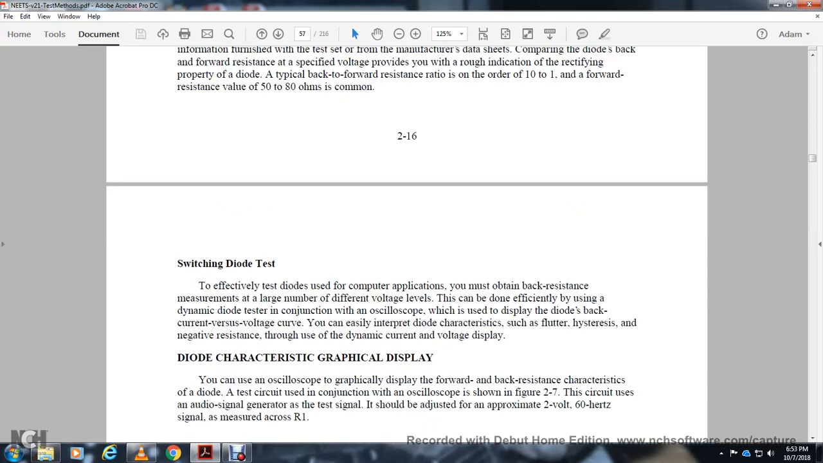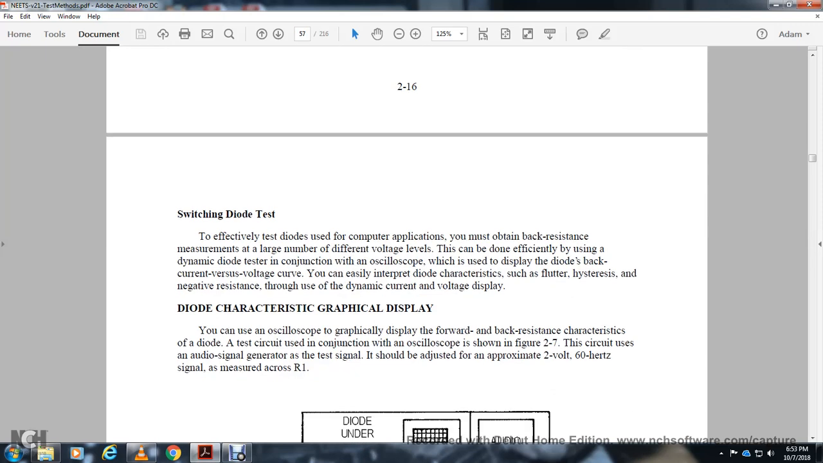Switching diode test. The effect of the test with the computer application must be obtained with the back resistance measurement, and a large number of different voltage levels can be used. The dynamic diode test is done with an oscilloscope, which displays the diode current against the reverse voltage, so you can easily interpret the diode characteristics such as flutter, hysteresis, and negative resistance, thus showing the dynamic current and voltage.